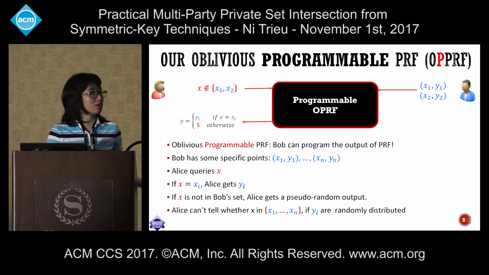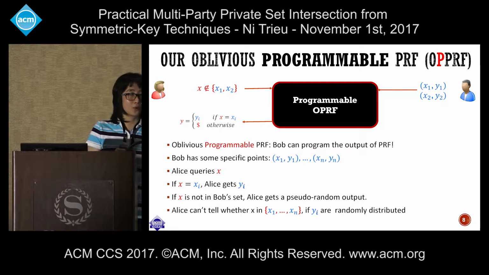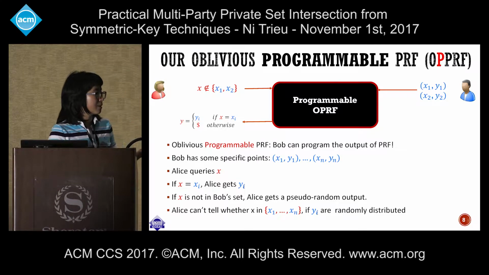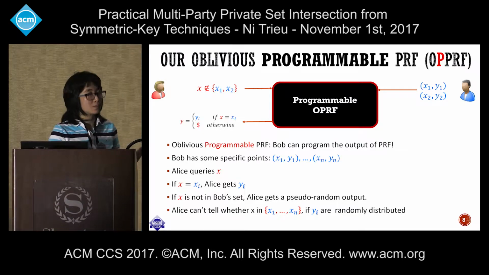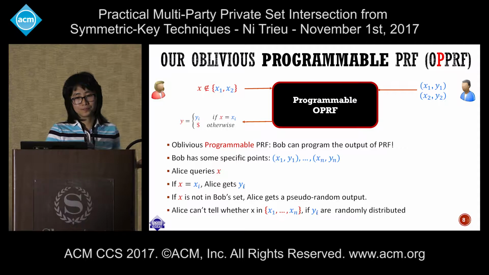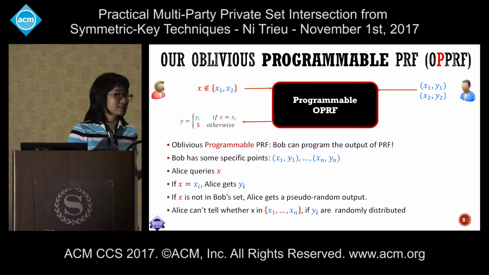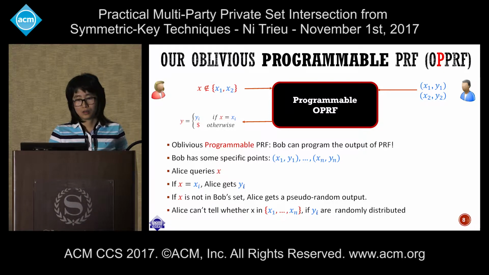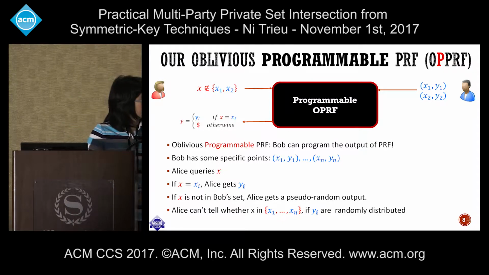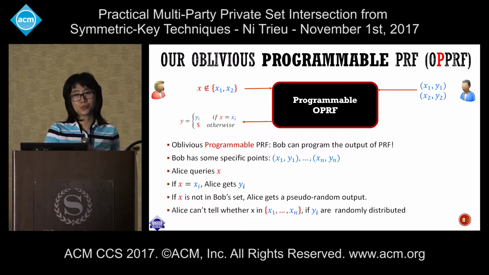Now, what does oblivious programmable PRF mean? It means that Bob can program the output of the PRF. For example, here Bob has some specific points, and Alice has the query x. If x equals some xi, Alice gets yi. Otherwise, Alice gets a random value. For security purposes, our protocol requires that all of the yi's are randomly distributed.